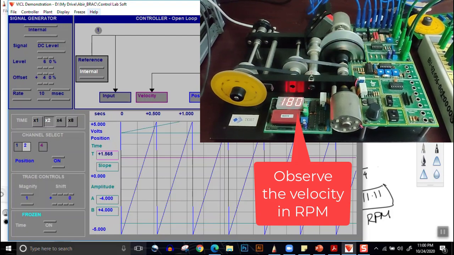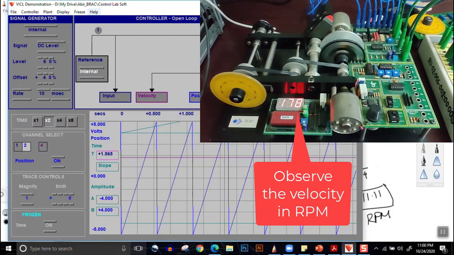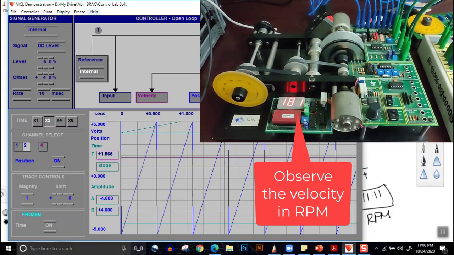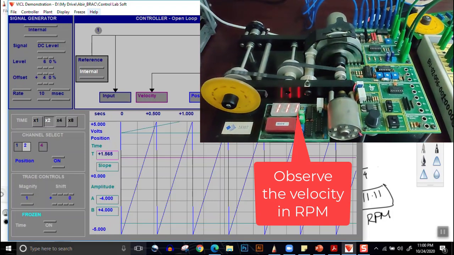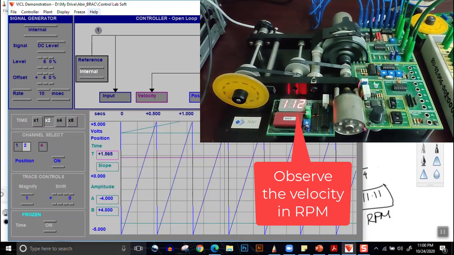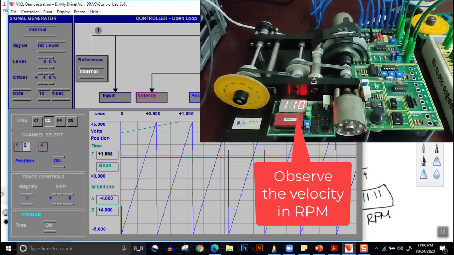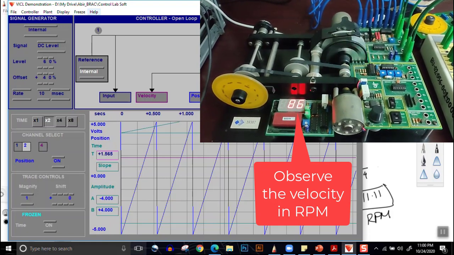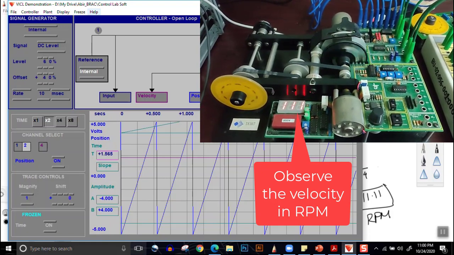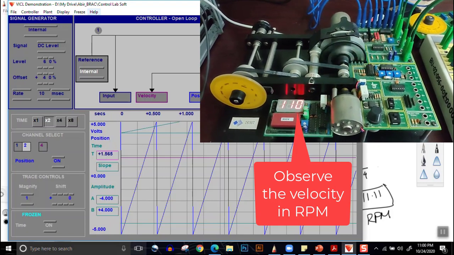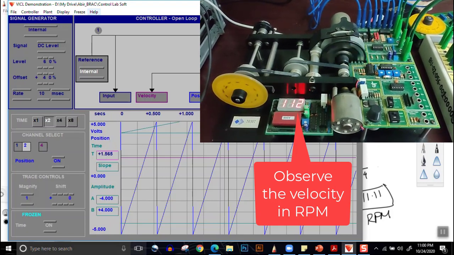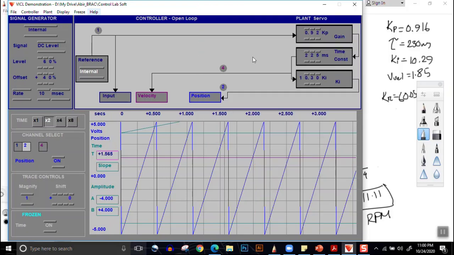In the later experiments, when we actually go on to build up our controllers, we'll see that even when we apply brakes, the change in velocity will be very low. So that will indicate that our performance in a closed loop system is being improved. That is all for this experiment.